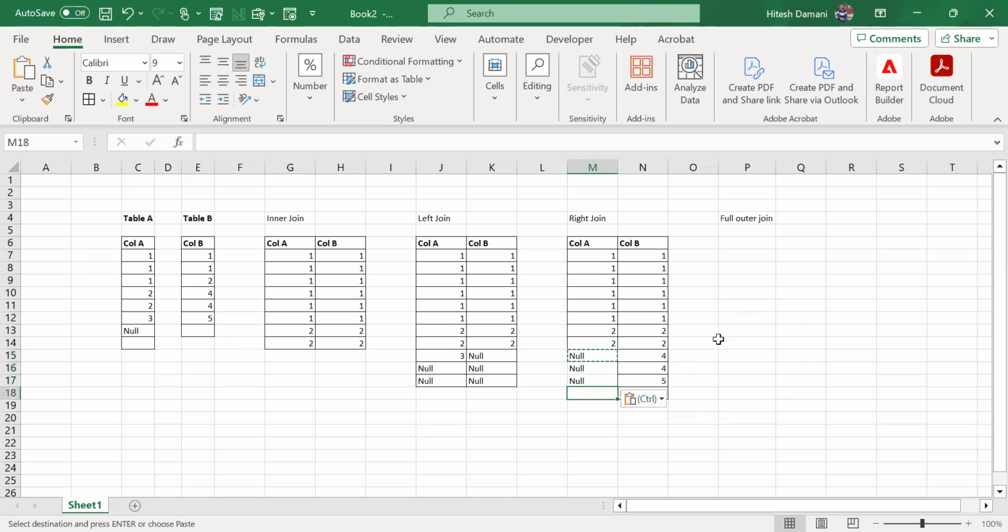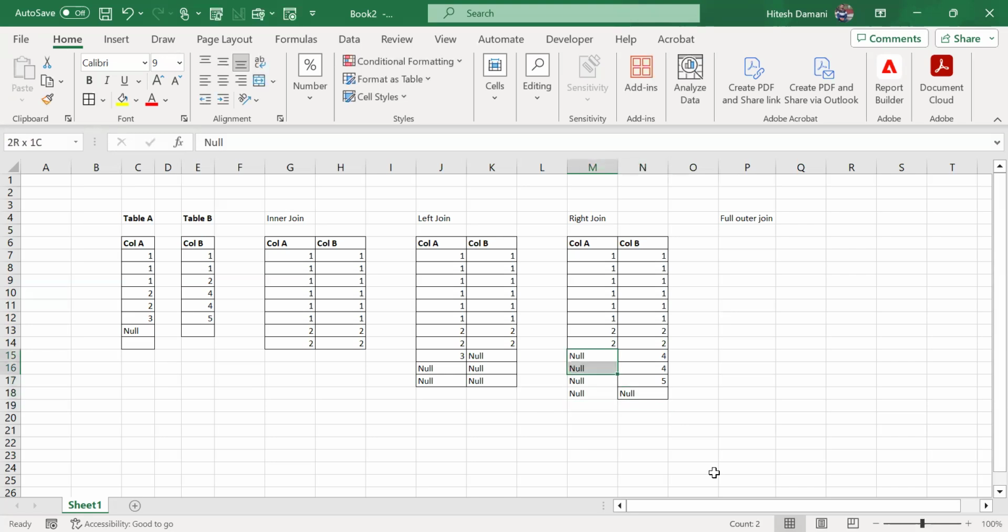As I've mentioned, we are not having this null in this particular table. This null is not comparable with table A, so for this also, we will be getting null over here.